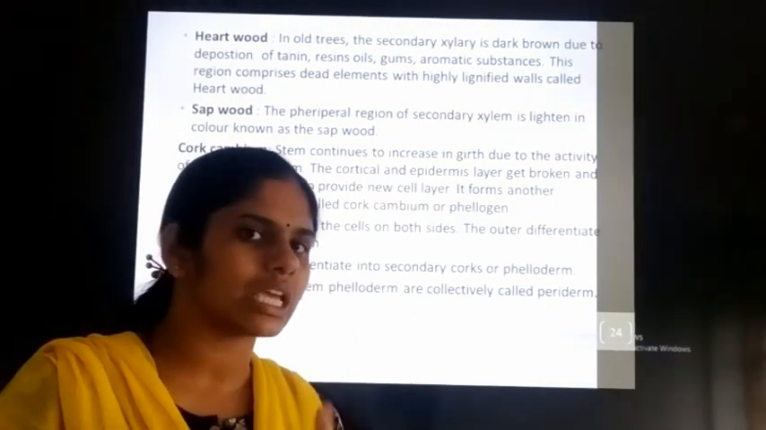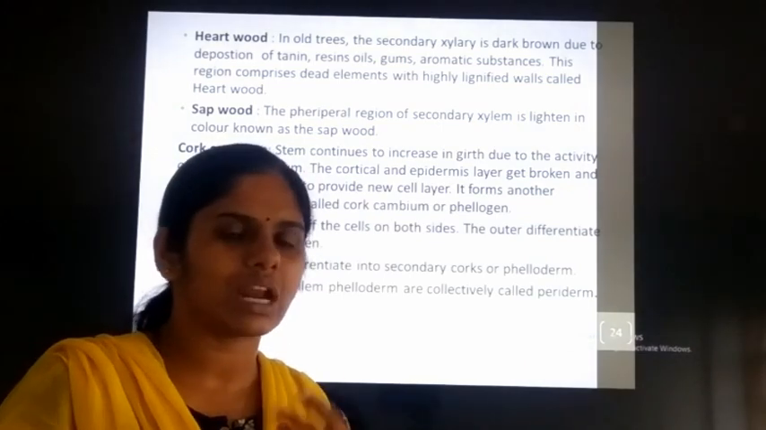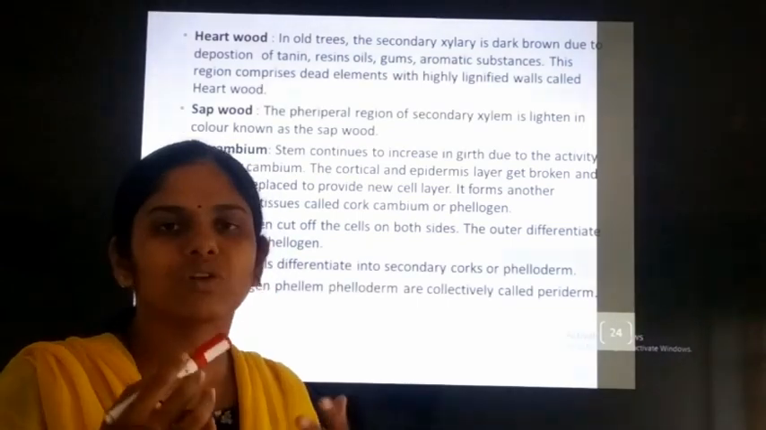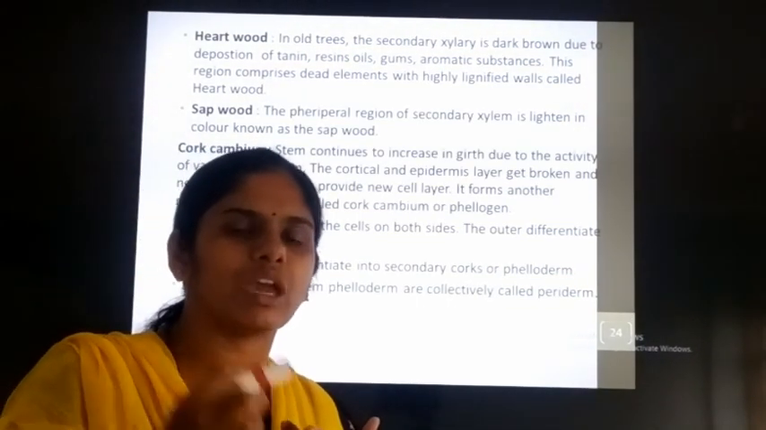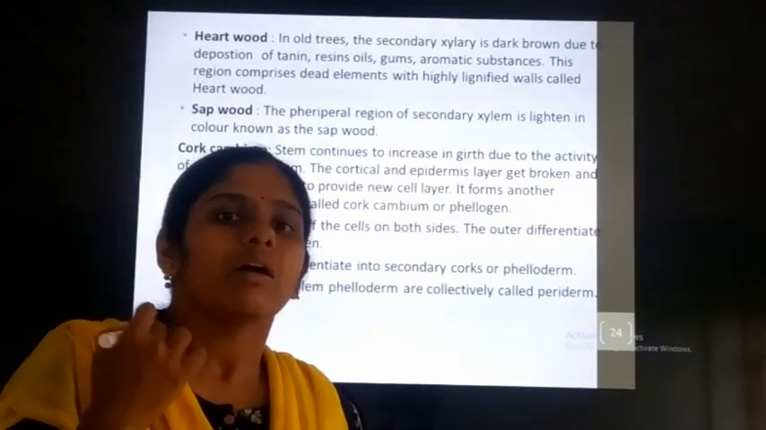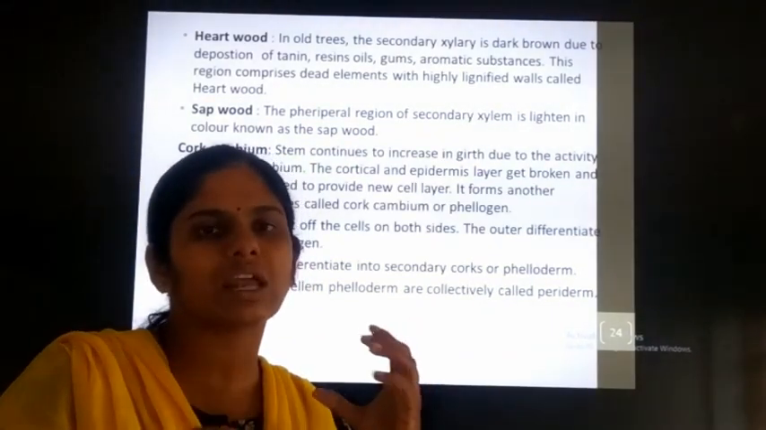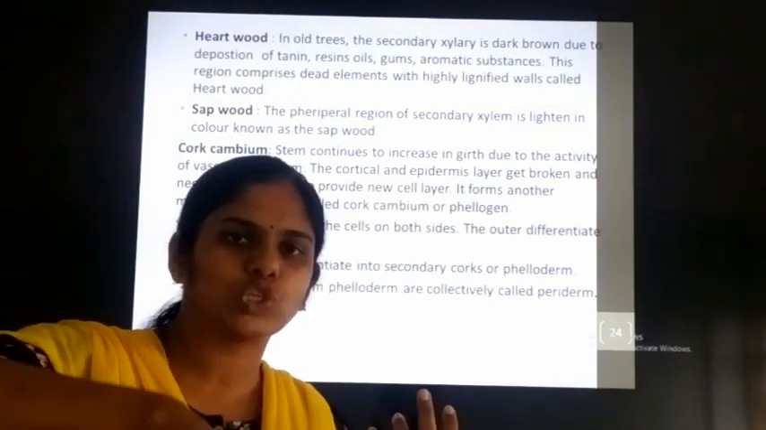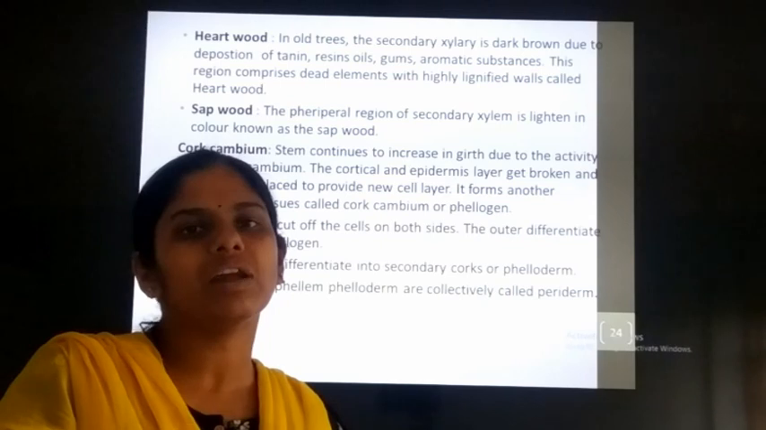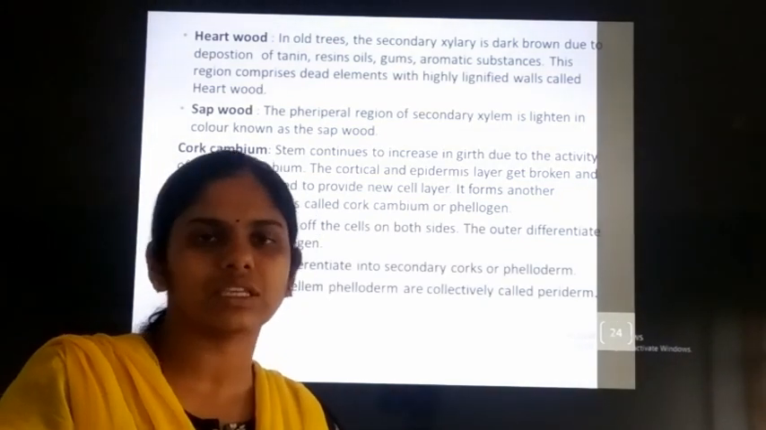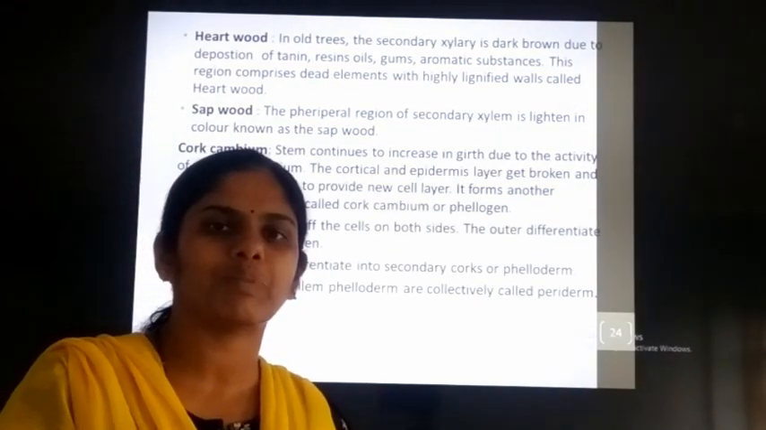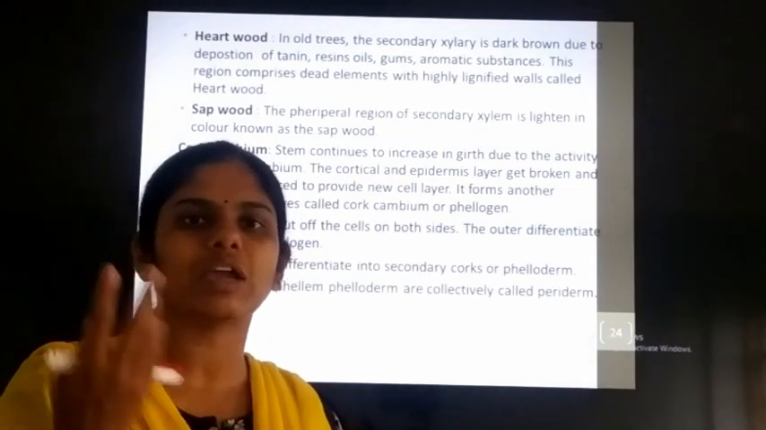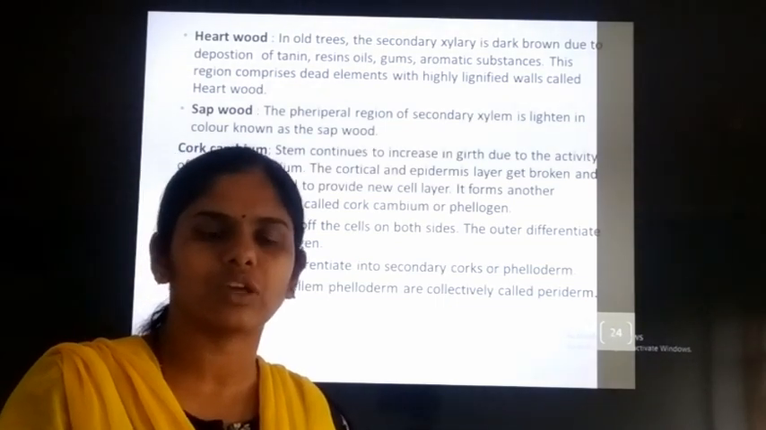Second, coming to secondary growth, there are two types of cambium: one is the vascular cambium and the other is the cork cambium. Vascular cambium is the cambium which occurs between the xylem and the phloem, that is, the intervascular cambium and intrafascicular cambium. Both are adjoining and form a cambial ring. That cambial ring cuts off xylem and phloem, which later develop as secondary xylem and secondary phloem.